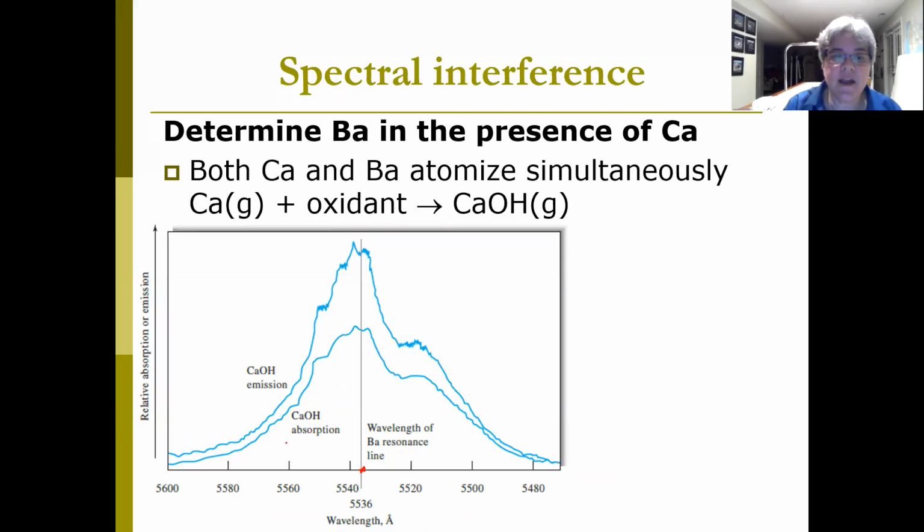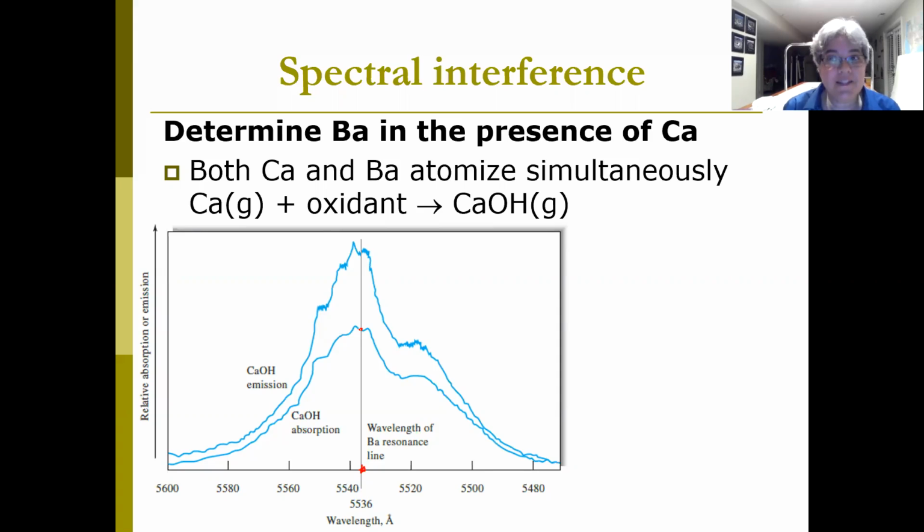Now, calcium oxide has an absorption spectra like this and also an emission spectra, which means I'm trying to measure barium, but that calcium oxide is also going to absorb and emit at that same wavelength. So I cannot get a good measurement for barium with this situation.